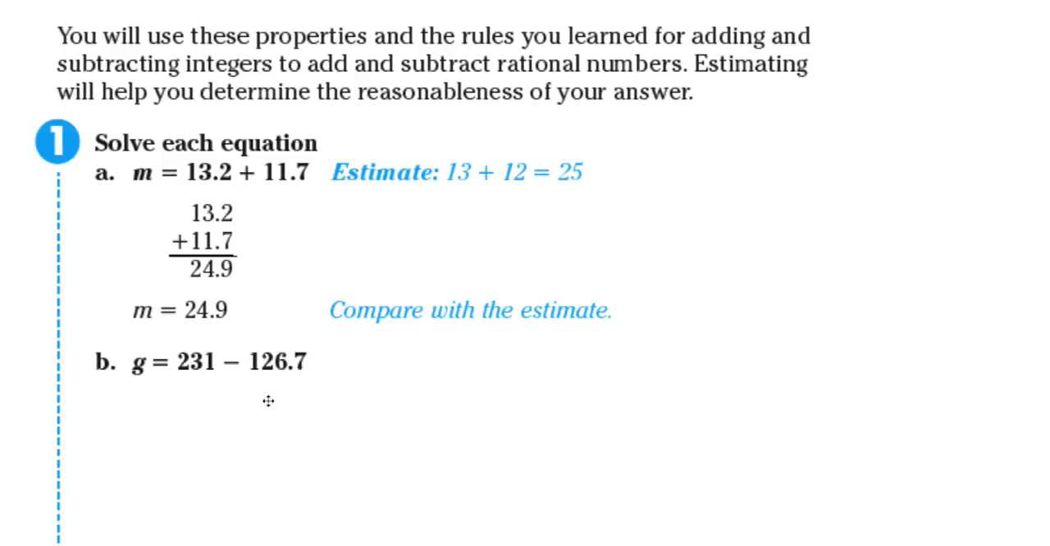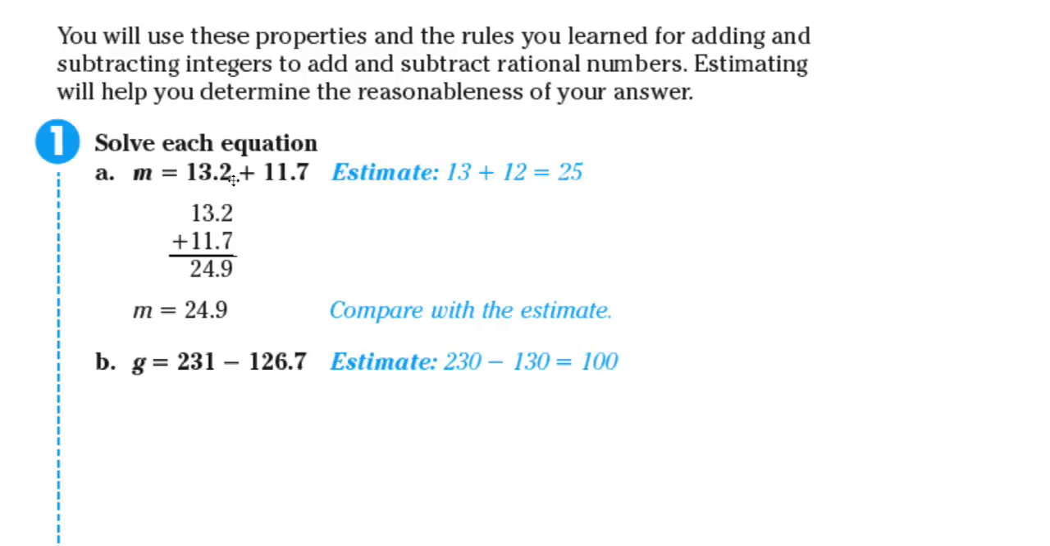Okay? Take a look at G equals 231 minus 126.7. The greatest place value they share, or we can round them to the nearest tens place. So the nearest tens place in this case would be 230 minus 130. Okay, that will be around 100.